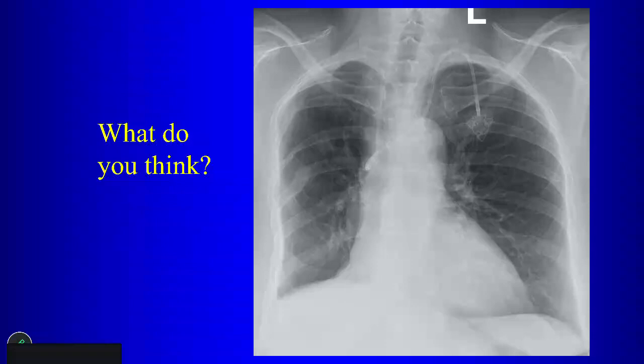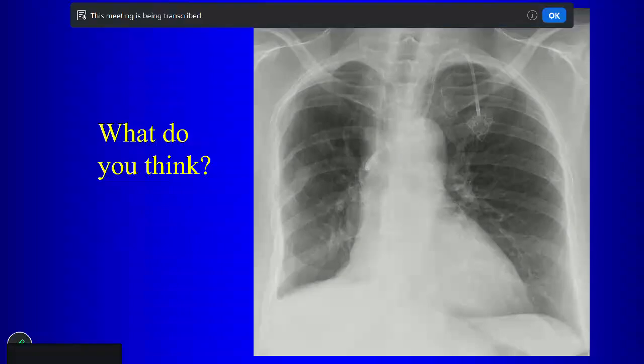And well, what do we always start with when we're reading a chest radiograph? Lines and tubes. So what do you think? So there's a left chest wall... Yeah. Left chest wall came up forward, and the tip is kind of kinked.